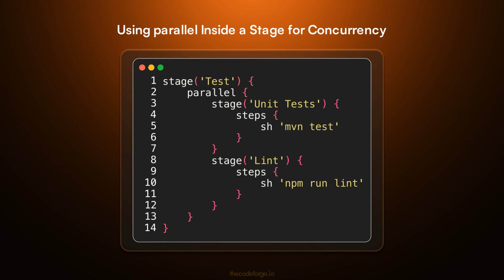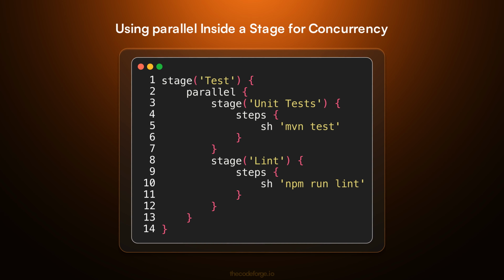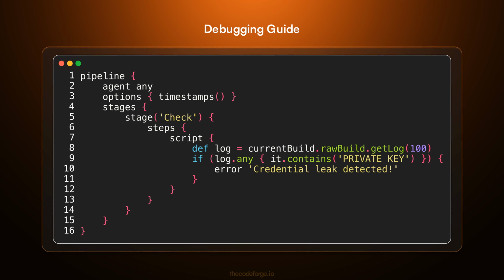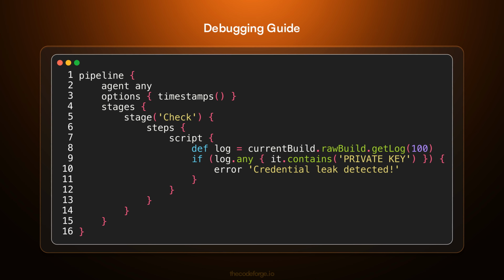The article mentions using parallel within a stage, but does not provide a code snippet. This is a common pattern for running independent tasks concurrently, such as running unit tests in parallel on the same agent. To debug credential leaks, review build logs for any exposed secrets. Use timestamps for traceability. You can also validate pipeline syntax using the Jenkins API before running.